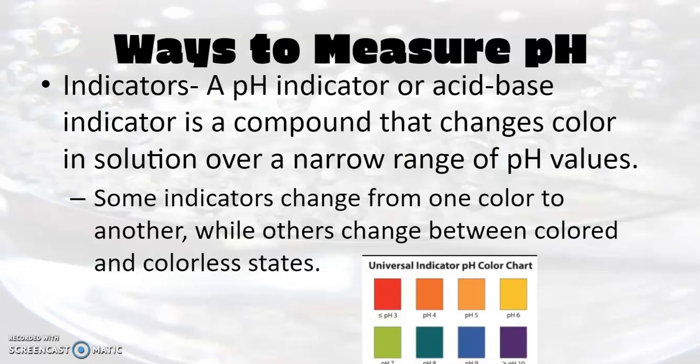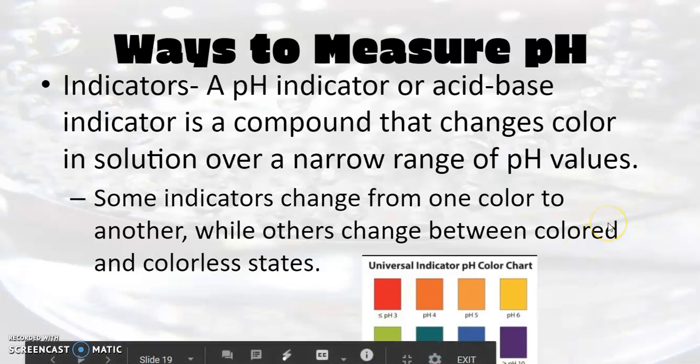But what happens is they are specialized compounds that change color in solution over a very narrow range of pH values. Usually it's over 1 or 2 pH units, so that you don't have this huge range for them. And depending on the type of indicator you have, they change from just one color to another color, or they can change to a bunch of different ones. In the case of pH paper, they are soaked in a chemical called universal indicator.